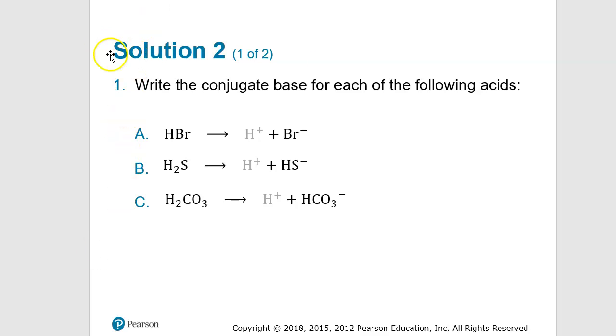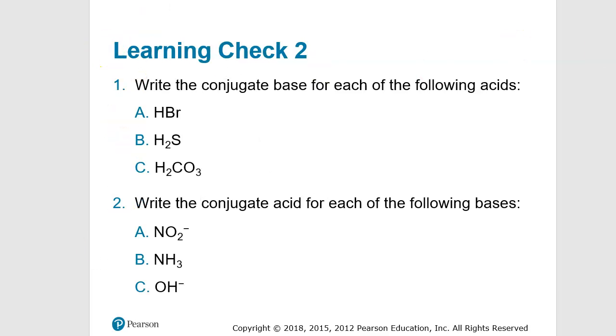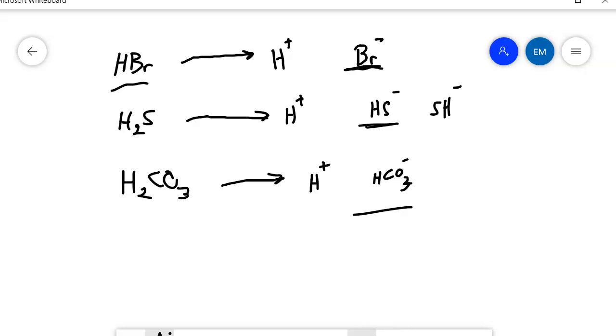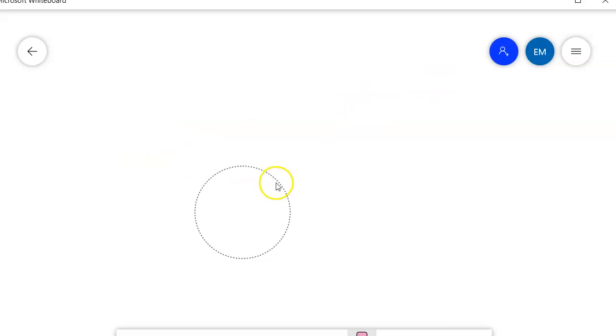Now, conjugate acids for each of the following bases. Remember, we're talking Bronsted-Lowry, so it does not have to be hydroxide. So you've got nitrite, you've got ammonia, and you've got hydroxide ion. Well, let's go ahead and clear this out. You've got nitrite.